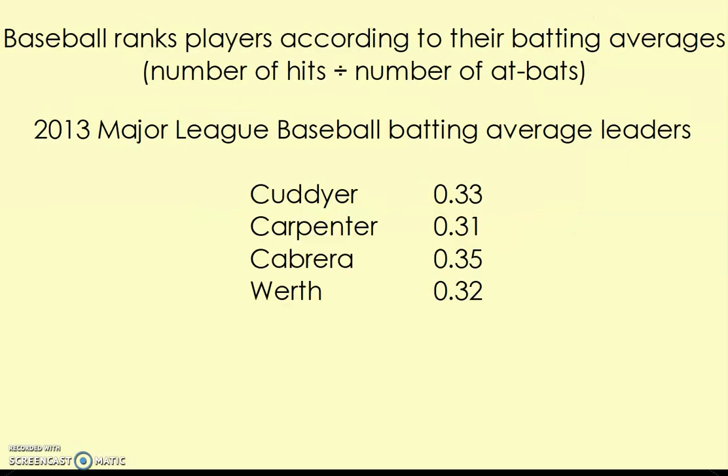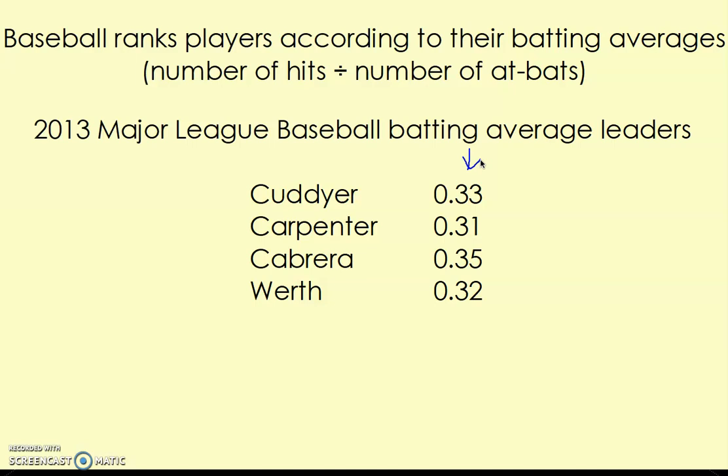Baseball ranks players according to their batting averages, which is their number of hits divided by the number of at bats. This is from the 2013 Major League Baseball batting average leaders when this was made. So Kadire was this amount, and then Carpenter, Cabrera, and Worth.